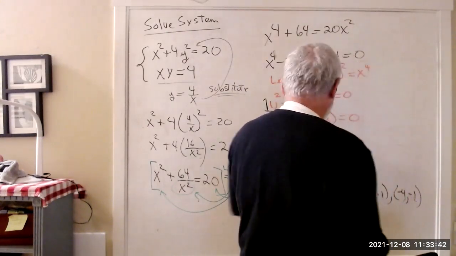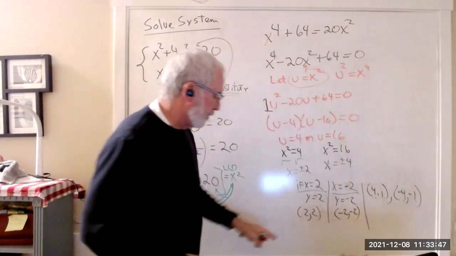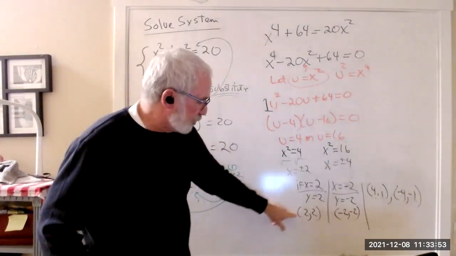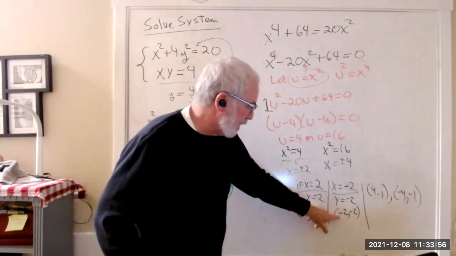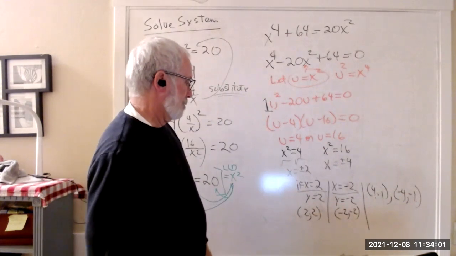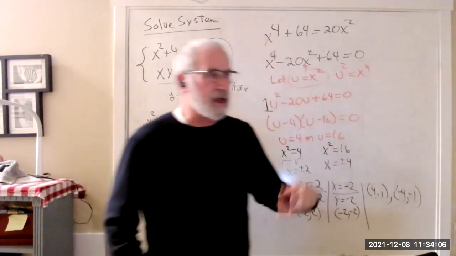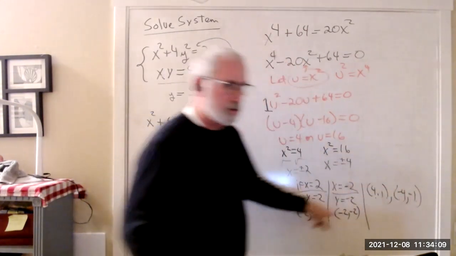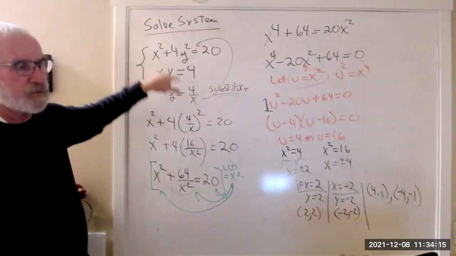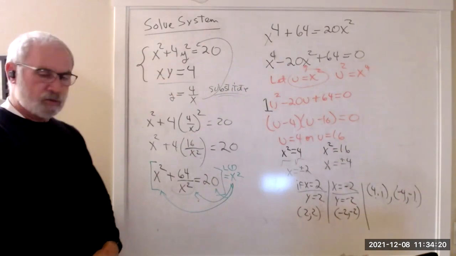The answer is these 4 ordered pairs in the solution set, because remember, we're trying to get an x and a y. So when x was 2, y was 2. When x was -2, y is -2. And so on. When x was 4, y is 1, -4, -1. So your answer is only these, because we always want to solve for x and for y. Did I answer your question? Yep. Okay.